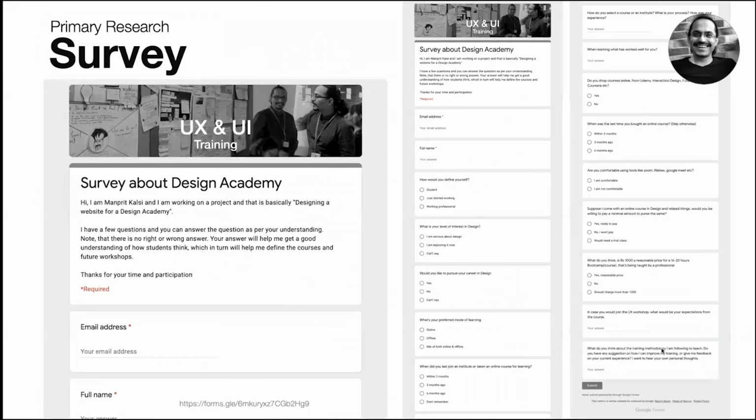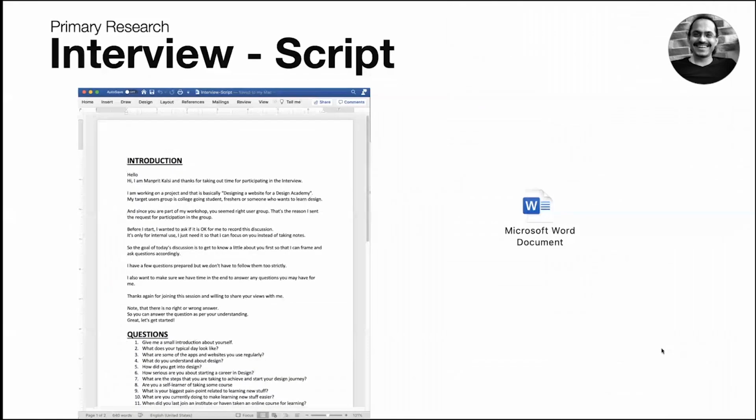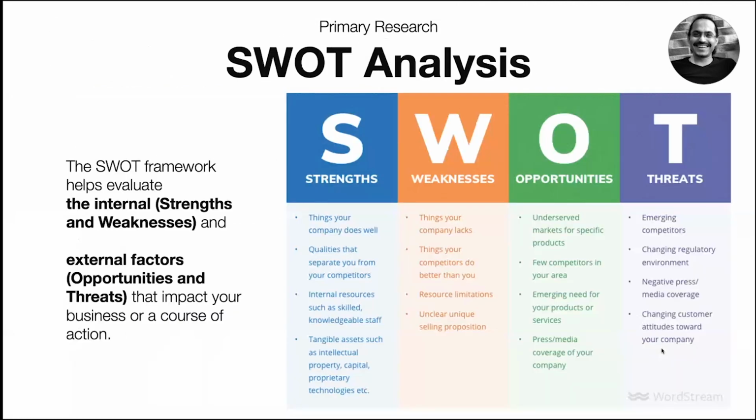The second is you should learn how to write or frame surveys and create these forms. Also, you should learn how to write a script for an interview. I'll share all these three with you all, and then you can take these references and learn how to write this, and also this SWOT analysis.